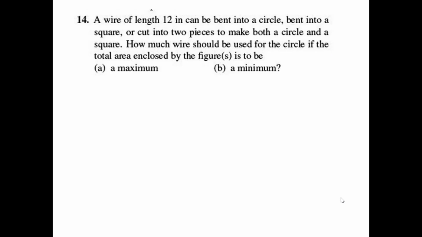A wire of length 12 can be bent into a circle, bent into a square, or cut into two pieces to make both the circle and a square. How much wire should be used for the circle if the total area enclosed by the figure is to be a maximum?